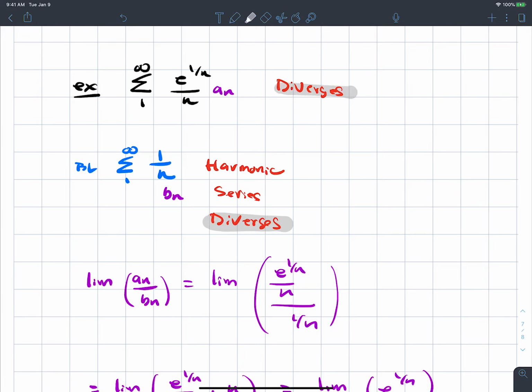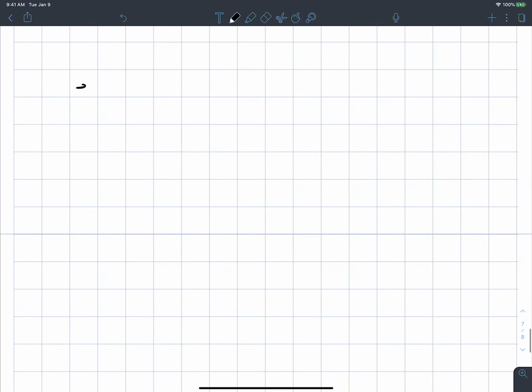Anyway, that's kind of an interesting, different example. So let's do another kind of interesting example, things that are a bit different, so you get a good idea about this limit comparison test. What if they give you the sum of 1 over n to the 1 plus 1 over n power? Let's write this down.